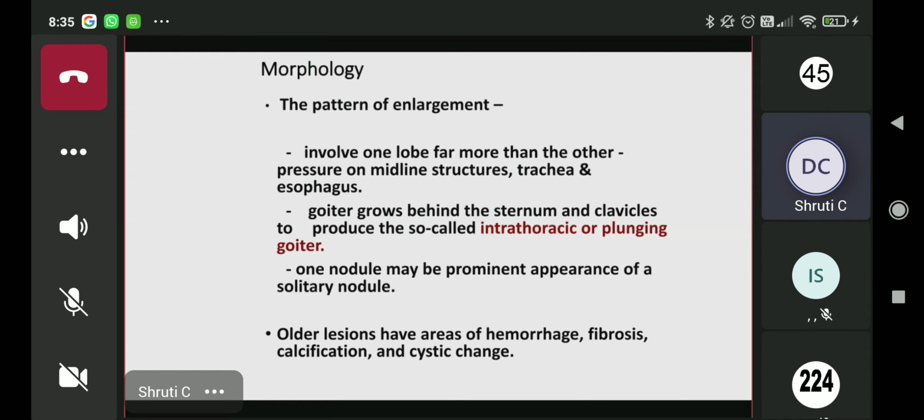It can involve one lobe far more than the other, and the goiter may grow behind the sternum and become very large, so it may produce an intrathoracic or plunging goiter. Older lesions may have areas of hemorrhage, fibrosis, calcification, and even cystic changes.